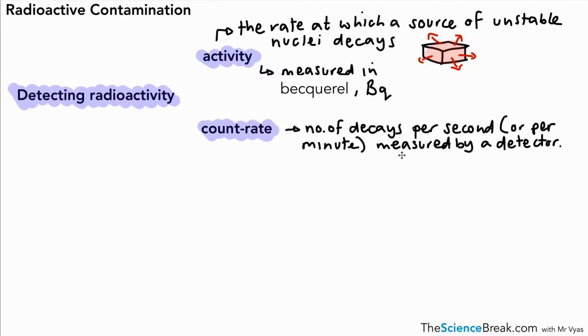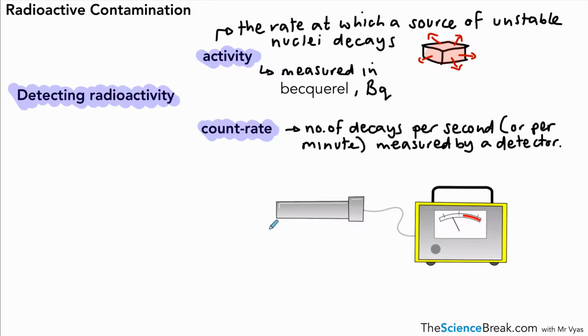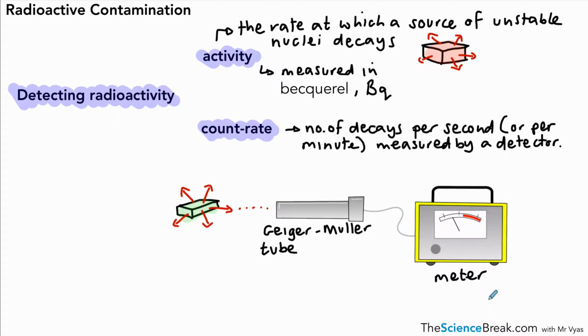This is measured using some sort of detector, and the most common one you might come across is called a Geiger tube or a Geiger-Müller tube. And there it is there on the left-hand part of that diagram. If we had our radioactive material giving out nuclear radiation, it would give it off in all directions depending on how it's arranged or contained, but the number of decays per second as measured by the Geiger-Müller tube would be called its count rate. And there's a meter on the end of the tube that will give you the count rate per second. Okay, so two ways of measuring or detecting radioactivity, the activity and the count rate.